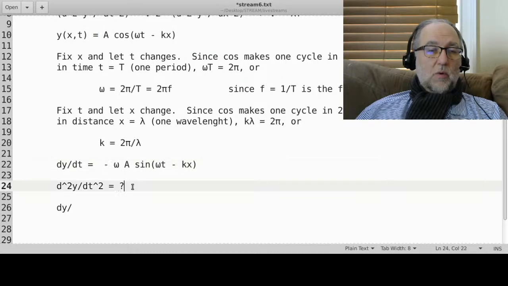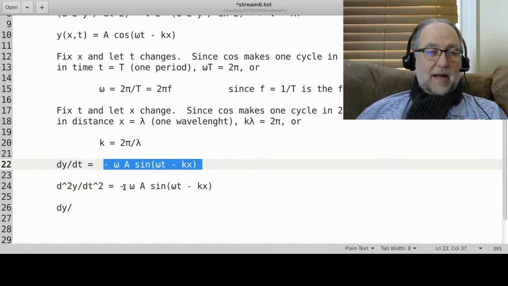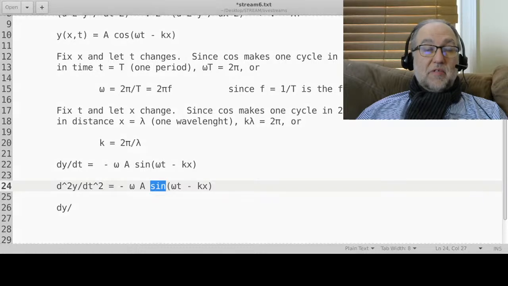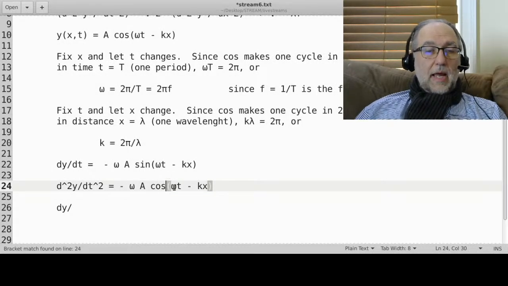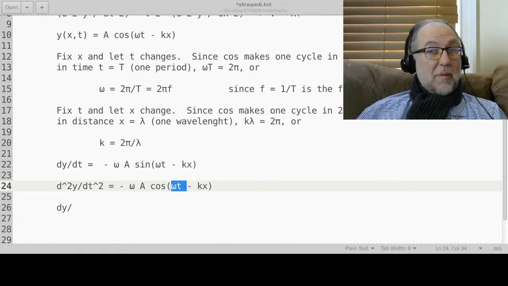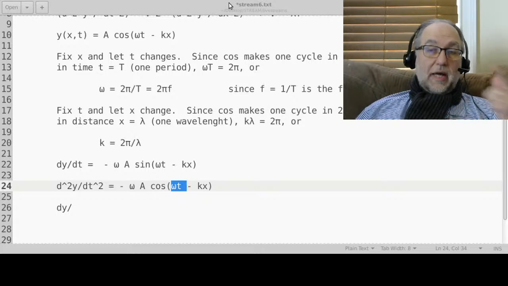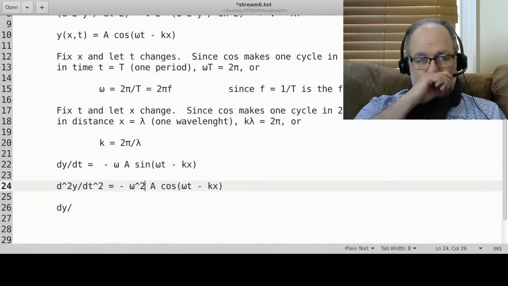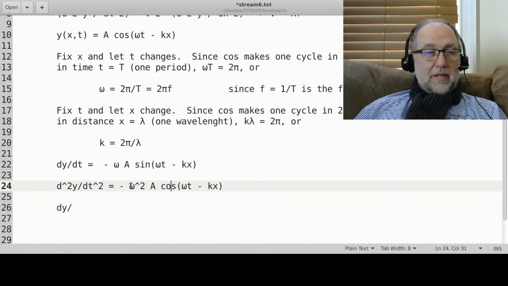Now what? Well, let's differentiate this a second time with respect to time. We're starting from the first derivative now. We differentiate it again. The derivative of the sine is cosine. Again, we're differentiating with respect to t, but that's omega t, and so you get an extra omega in front, and that gives you an omega squared here. So there you go.